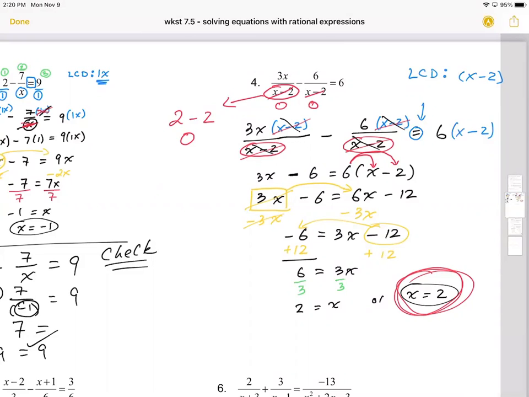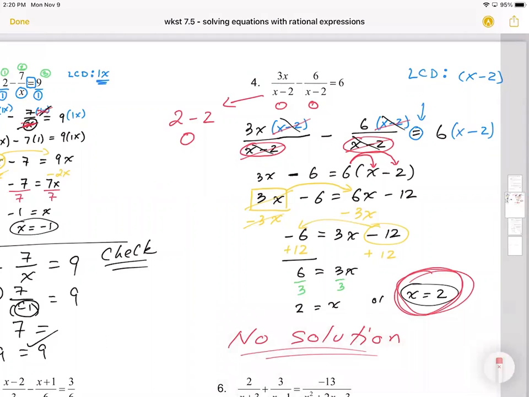For 2, we definitely have to say that this is no solution, because if you put the 2 into our original problem, as you can see, 2 take away 2 is equal to 0. And if the 0 is in the denominator, it is undefined. Okay.